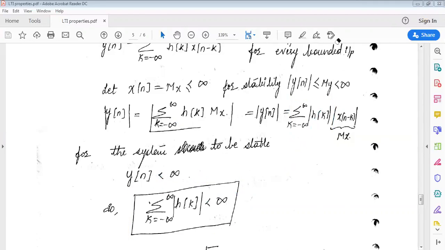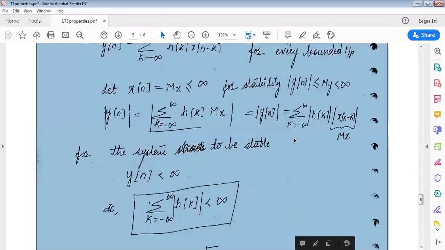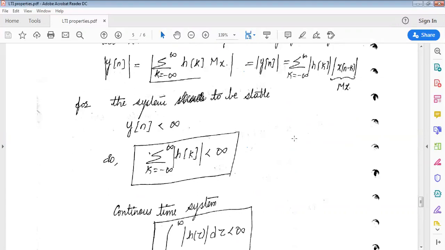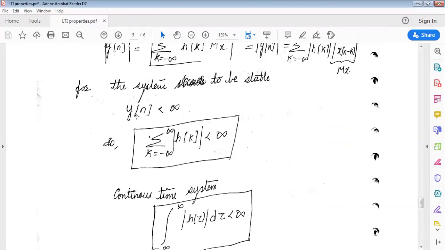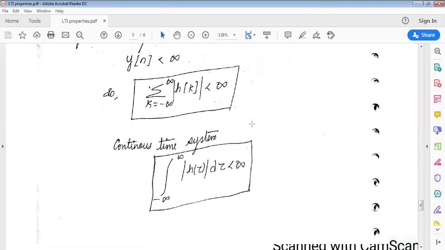So you can just understand, whenever a system is given to you with its impulse response, just check whether the summation of the impulse response over the complete range k varying from minus infinity to plus infinity is giving you a value less than infinity. If that is the case, then we say that the LTI system is a stable system. The same condition can be extended to the continuous time LTI system. If a continuous time LTI system has to be bounded, then the integral of h of tau d tau should be less than infinity.